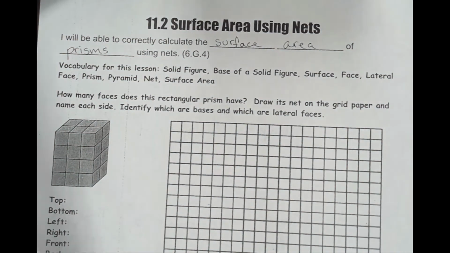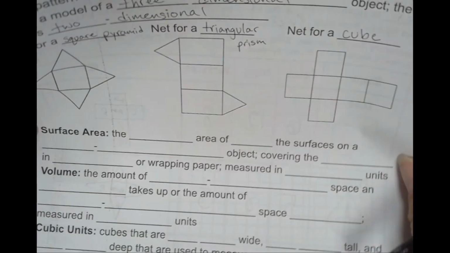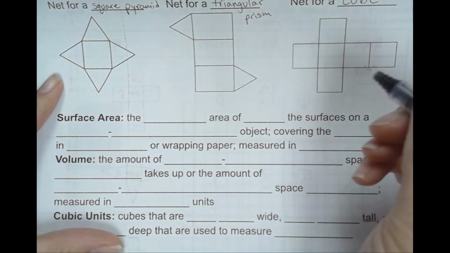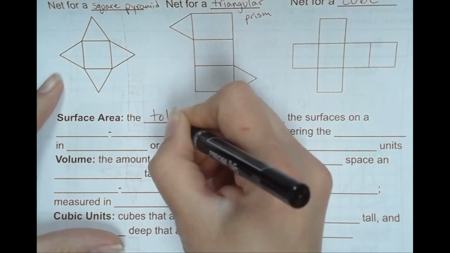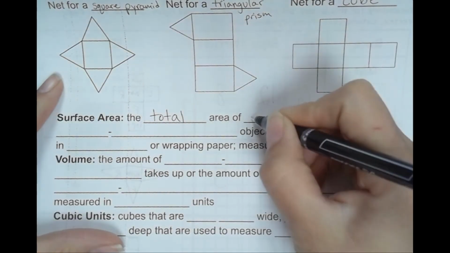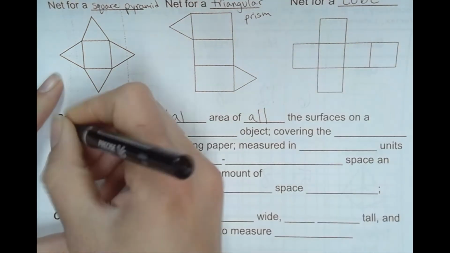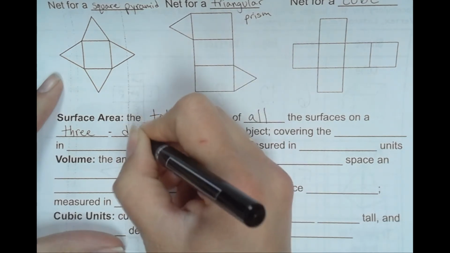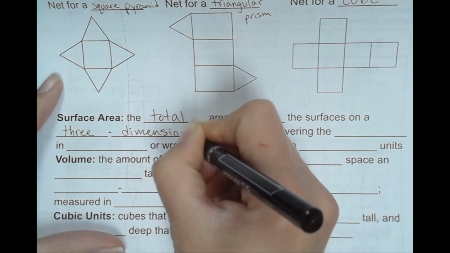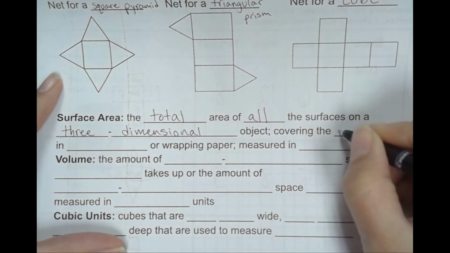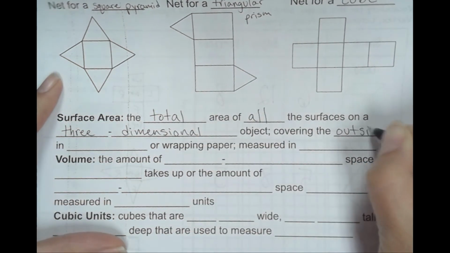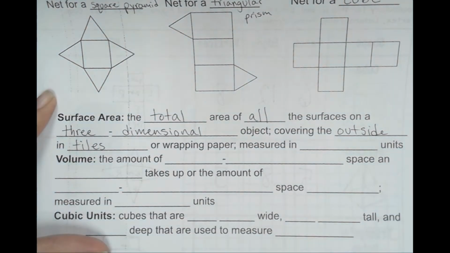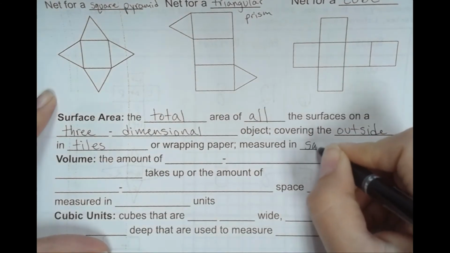So if you'll pull out the second page of the chapter 2 vocabulary. Okay, let's add to this. Surface area. Surface area is the total area of all the faces, all the surfaces of a three-dimensional figure or object. Covering the outside in tiles or wrapping paper. Okay, it's always measured in square units.